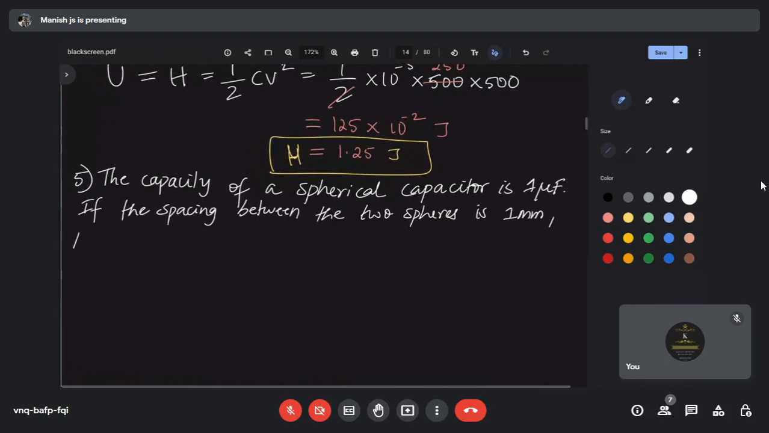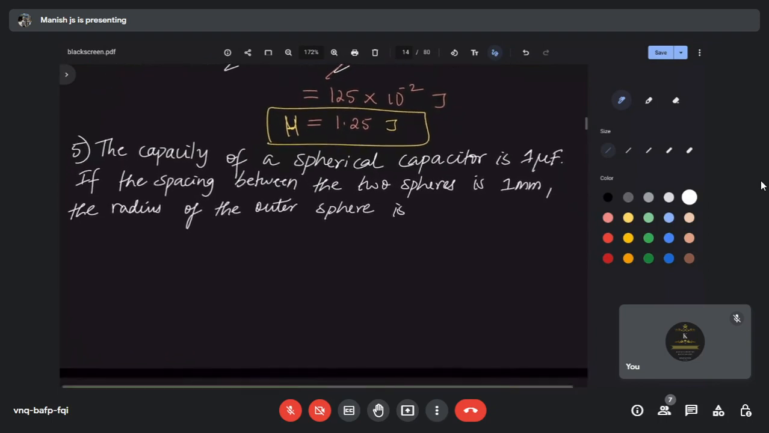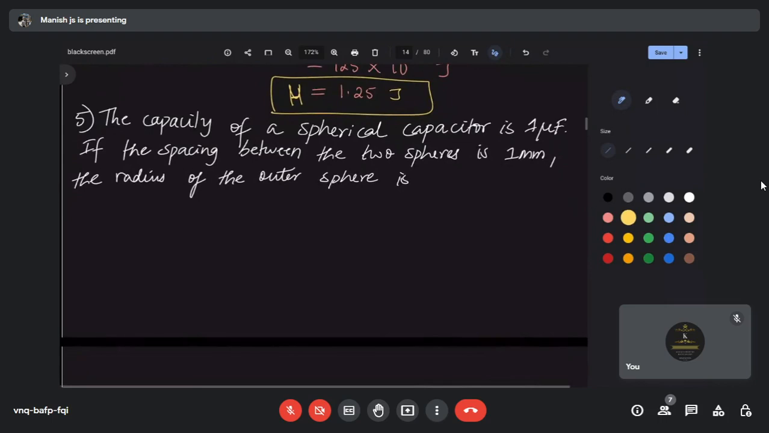The radius of the outer sphere is, so here go the options. Option A, 3 centimeters. Option B, 6 centimeters. Option C, 3 meters. And option D, 6 meters.